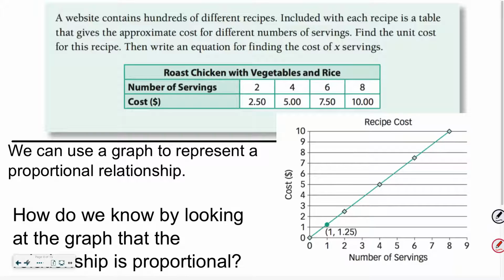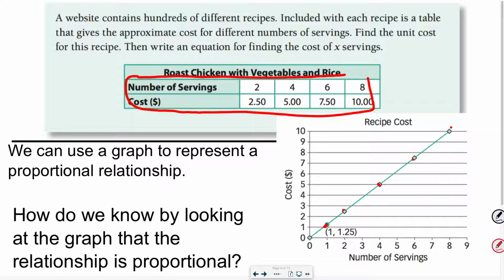So we can use this graph to represent proportional relationship. So are these telling us the same thing? Is this table and this graph saying the same thing? What is it telling us? How did we get that graph from the table? How did we get from these values here to these points here? How did we do that? What do you think? How did we get there?